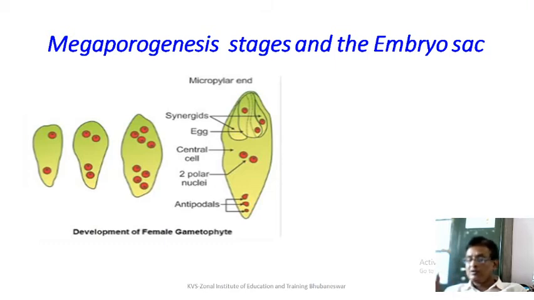Why do you use the term nuclei? Because initially the nucleus was formed. Later on, cell formation will take place. So it is one embryo sac having an 8 cell, 8 nucleated stage.